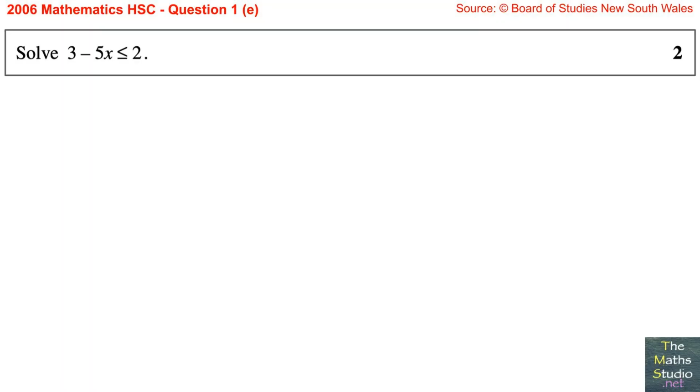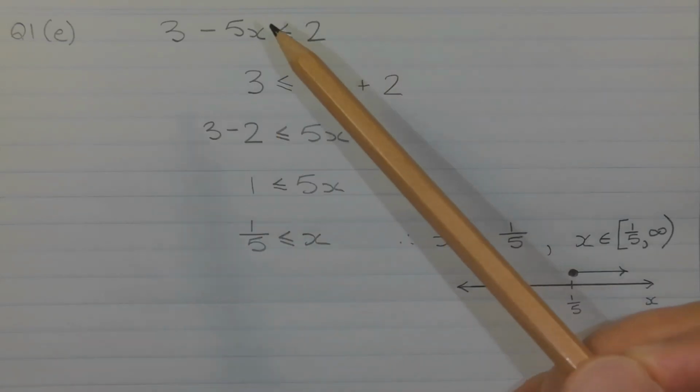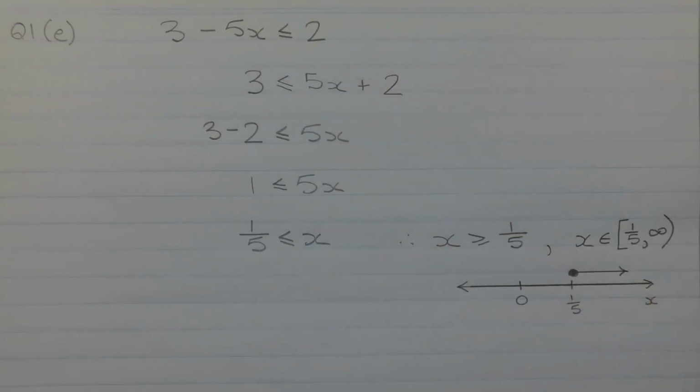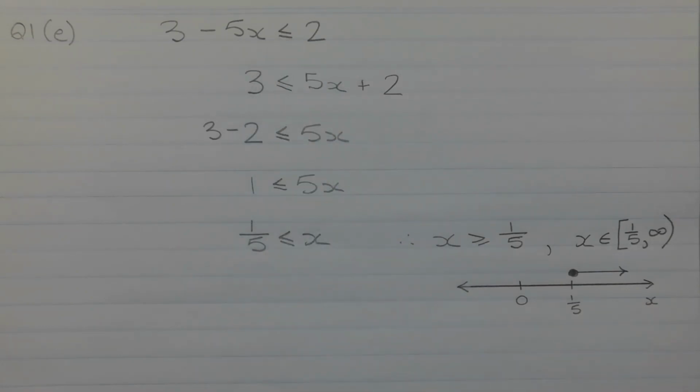Question 1, Part E. Solve 3 minus 5x less than or equal to 2. I'm going to solve this inequality in a way that does not require the flipping or the switching of the inequality symbol. I'm going to do that right at the very end. And the way I'm going to avoid switching or flipping the inequality symbol is to avoid multiplying or dividing by any negative values. And sometimes that may be a more logical approach.